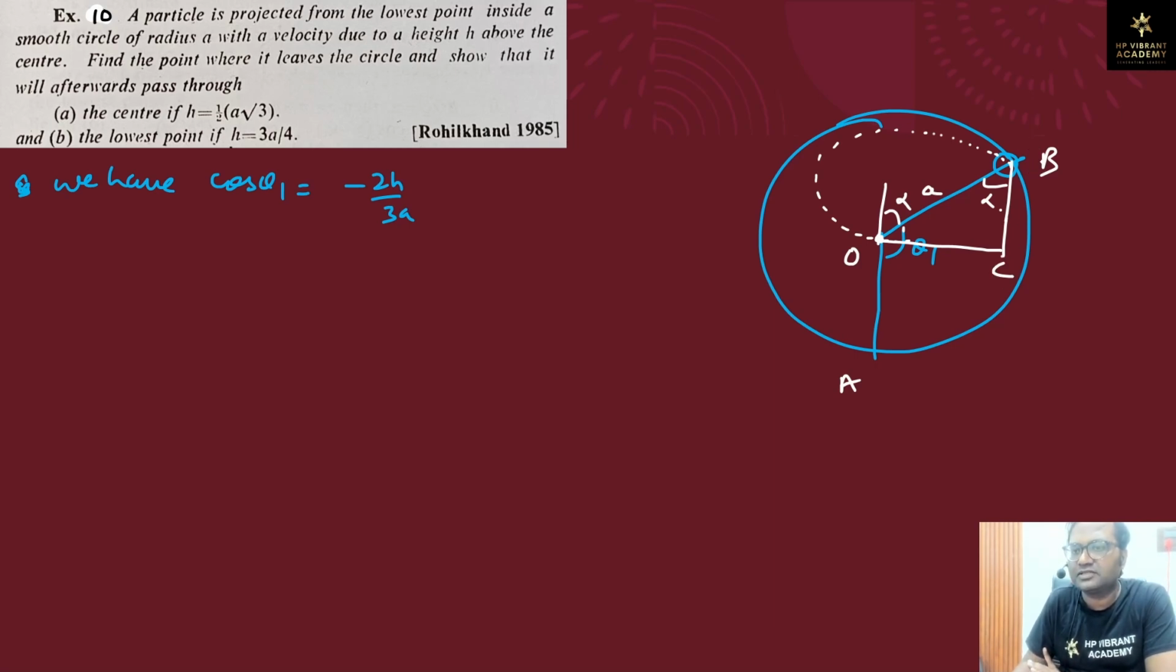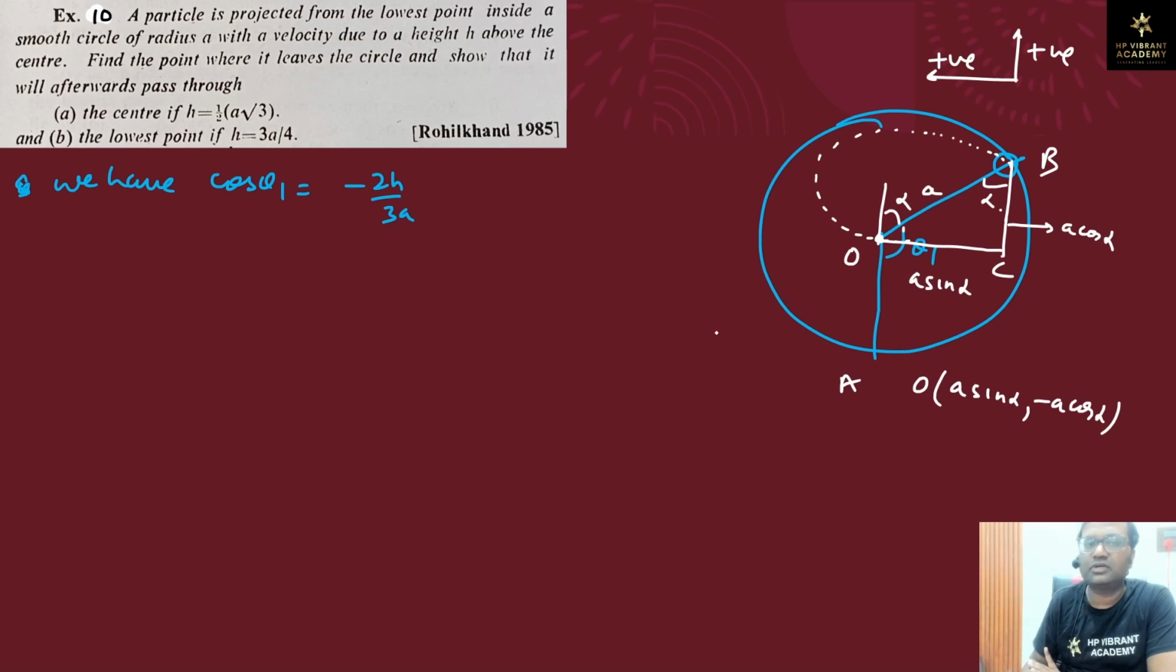Considering the reference point as B, which is the starting point of the projectile motion, we will take this as positive, this as positive. In this direction, what will be the coordinate of O? This distance is A, this is alpha, so we have A sin alpha and A cos alpha. So the coordinate of the center is A sin alpha and minus A cos alpha. At point B, the velocity of the projectile is V1.